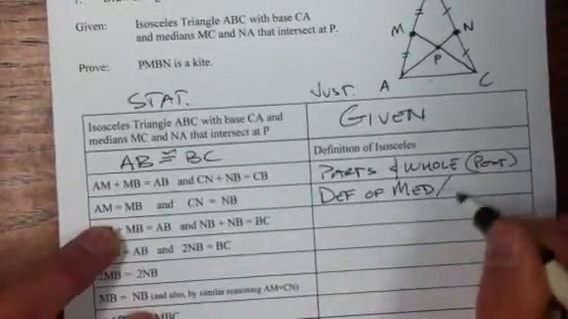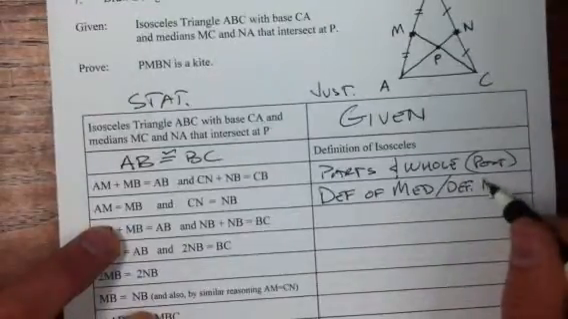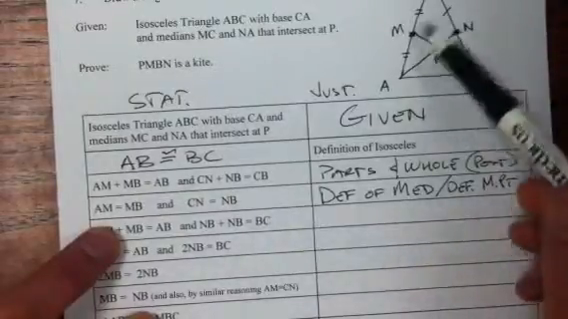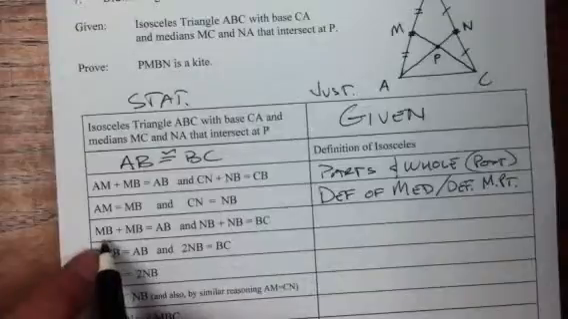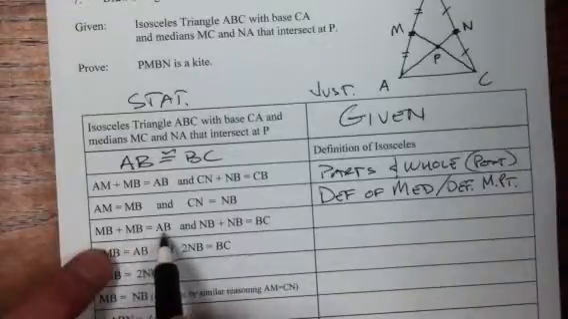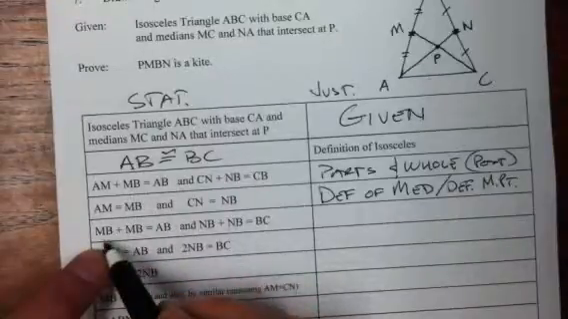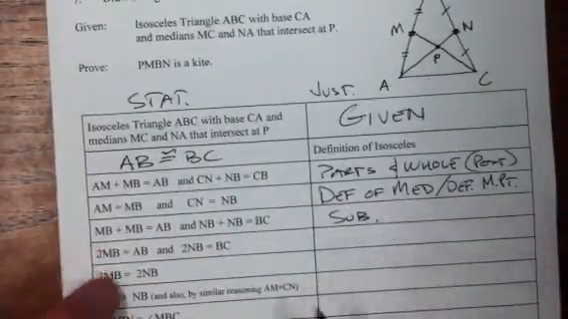And if you want to be fussy, it's really also definition of midpoint, because the median hits in the midpoint, and the midpoint says it's two equal parts. Then what says that MB plus MB equals AB? Well, I'm just taking and putting what it's equal to in place of what's up here. So this is just a substitution step.